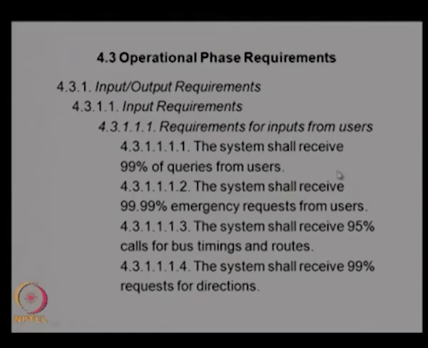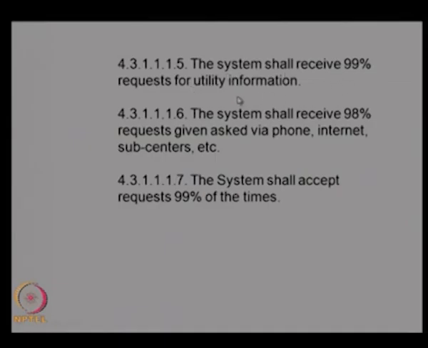We write: the system shall receive 99% of the queries from users. The system shall receive 99.99% of emergency requests from users. Then the system shall receive 95% of calls for bus timings and routes, and the system shall receive 99% of requests for directions. So these are all what we identified in the specific requirements, so that we are writing in a systematic way in the ORD. Same way, the system shall receive 99% of requests for utility information. The system shall receive 98% of requests given by phone, internet or sub centers, and the system shall accept requests 99% of the times.